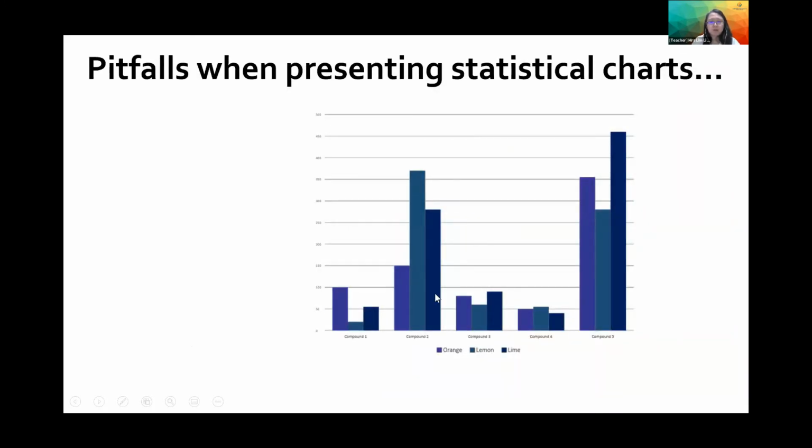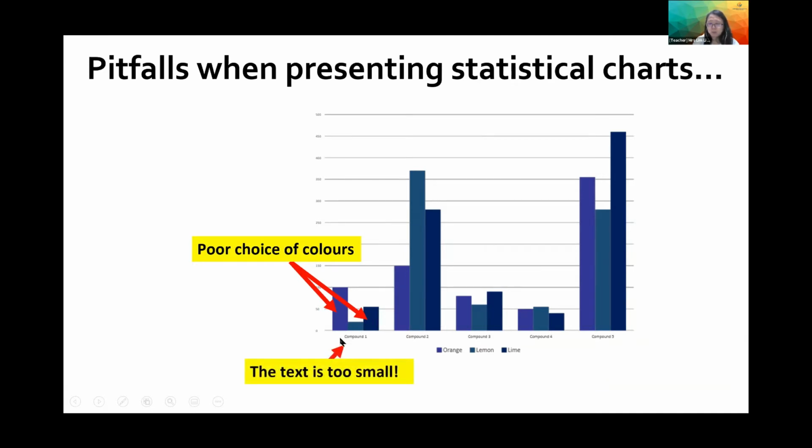This is an example of the don'ts. What are the pitfalls when presenting your statistical charts? Looking at the choice of color again, in this case the color is not very distinct between the different sets of experiment or the variables used. The text may be too small for your audience to see clearly. Axes are not labeled, and units are missing.